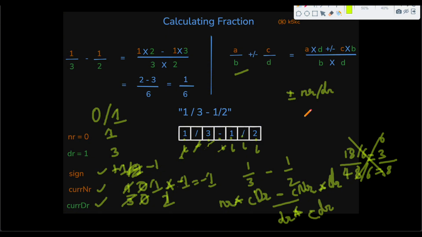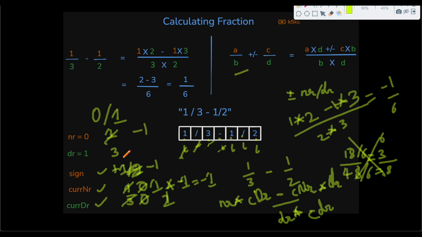So in the numerator, we will get 1 into current denominator 2. Then our current numerator is -1 into the denominator 3, divided by 2 into 3. So that will give us 2 minus 3 divided by 6, which is -1 by 6. So our numerator now becomes -1 and our denominator now becomes 6. So that will be our result. And now we have reached the end of the string. So that will be our final result. And this is how the whole algorithm will work.